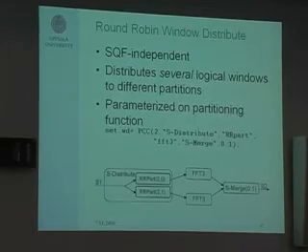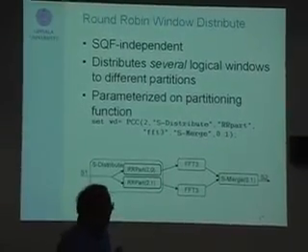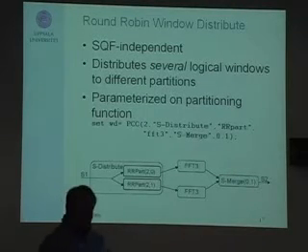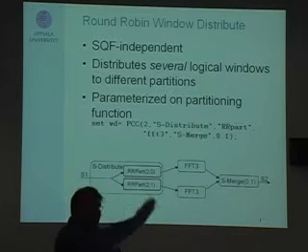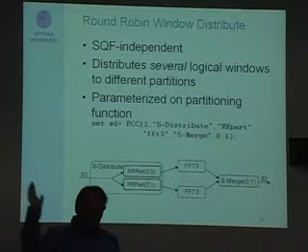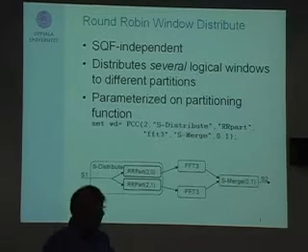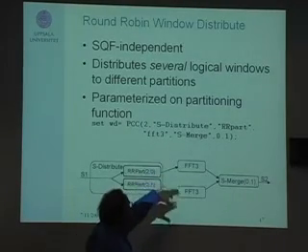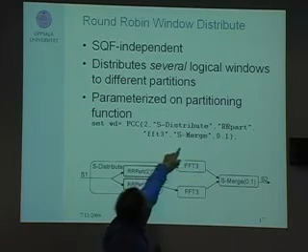Okay, so let's do the first simple one that everybody knows about: round-robin window distribute. This is a generic method. It's used in many distributed databases, very standard. And it is SQF-independent, independent of what you're going to do. The only thing we're doing is distributing the logical windows to different nodes in a round-robin fashion. Then the computation is done in parallel on those, and then it's collected. Basically, we have a generic function sdistribute, and here is a partitioning function, and its computation, and then the merge and the timeout.